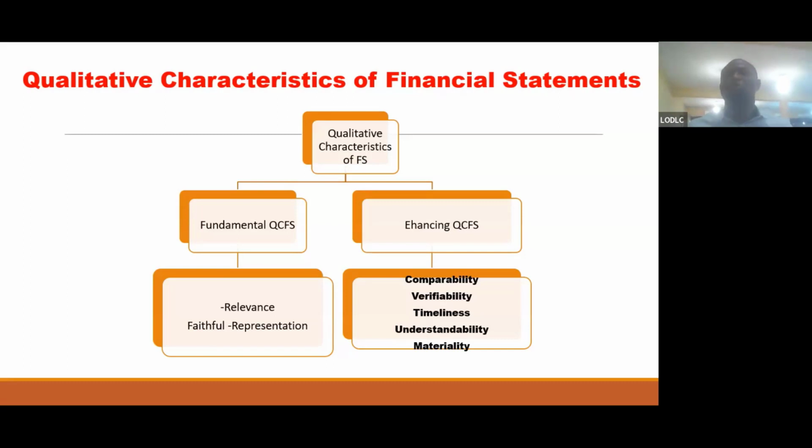Then verifiability, you should be able to verify an information. That is why before you can place reliance on a financial statement, that financial statement must be verifiable by an external party called external auditor. That is why you see in every financial report, you look at the auditor's comments, they will say, to the best of their knowledge and in their own opinion, the report of the organization gives a true and fair view.